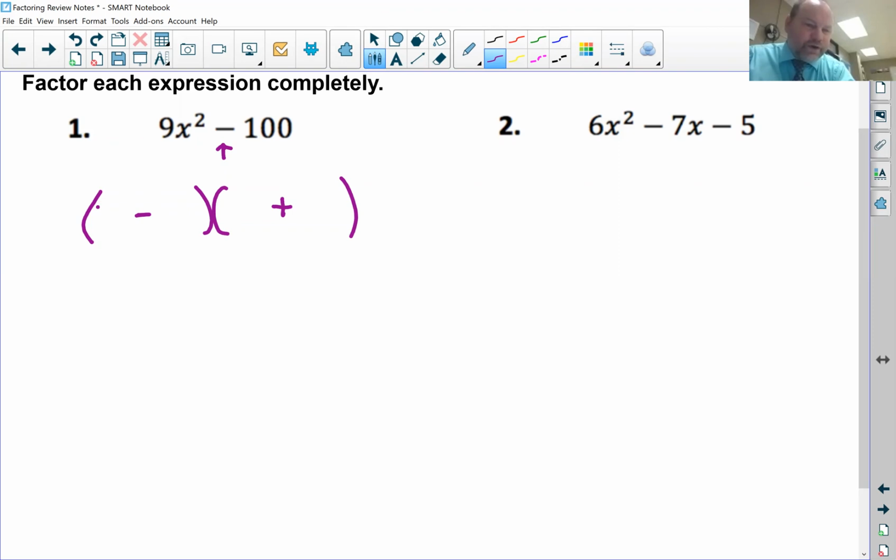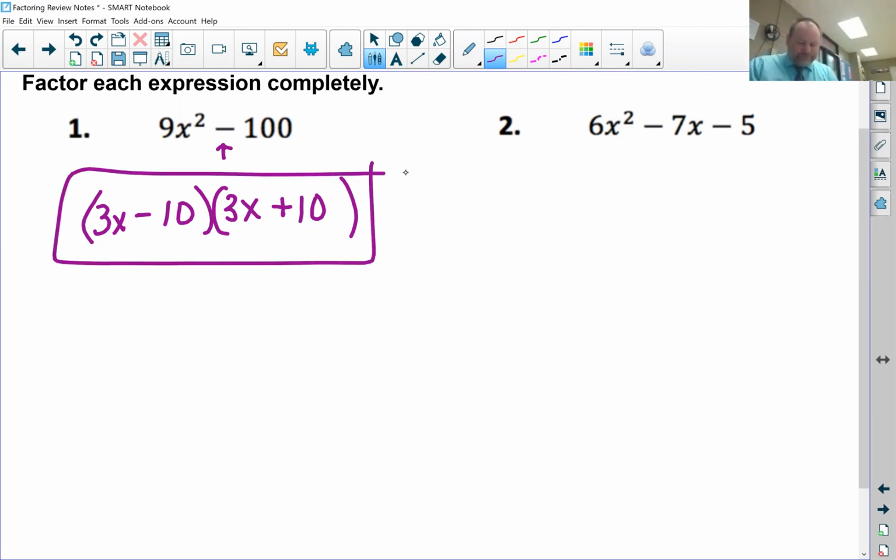9 is a perfect square. It's 3 times 3. 100 is a perfect square. It's 10 times 10. So that gives me that answer.